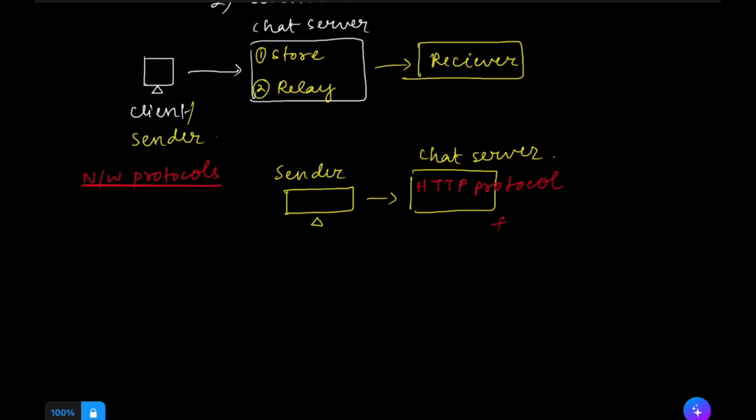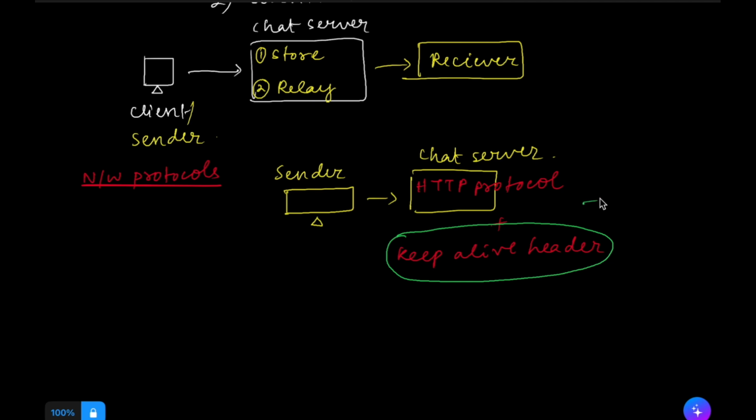along with a keep alive header, which is supported in the HTTP 1.1 version. This is used in order to avoid recurring connection establishment between the sender and the chat server, and to keep the connection alive and avoid multiple TCP handshakes, which would otherwise increase the latency of sending messages. Thus we use a HTTP protocol along with the keep alive header. This helps to persist the communication between the sender and the server and reduce the TCP handshakes.